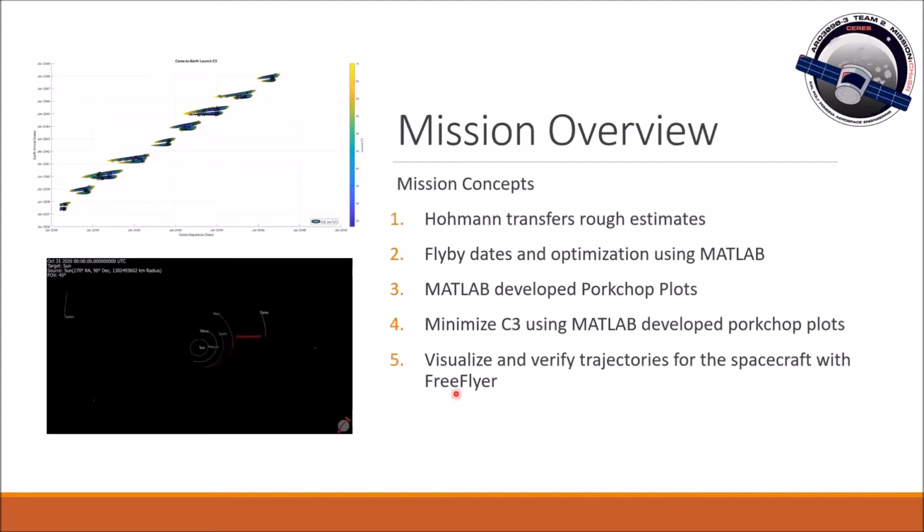We used 5 major mission concepts, the first being Hohmann transfers to get rough estimates, followed by flyby dates and optimization using MATLAB. We also used MATLAB to develop pork chop plots, which we then used to minimize the C3. And finally, we visualized and verified trajectories for the spacecraft with FreeFlyer.